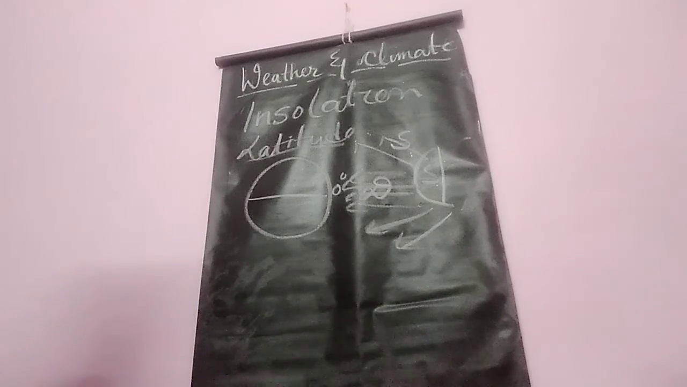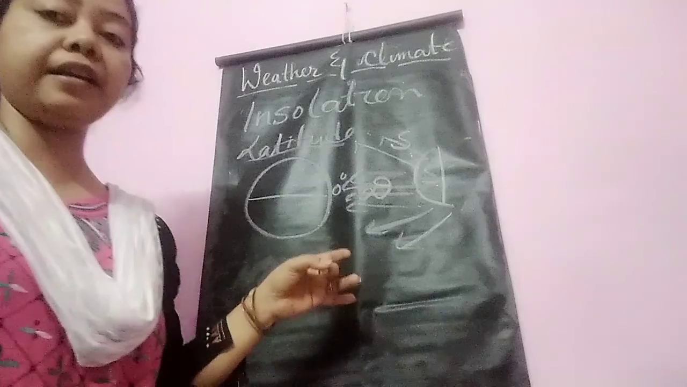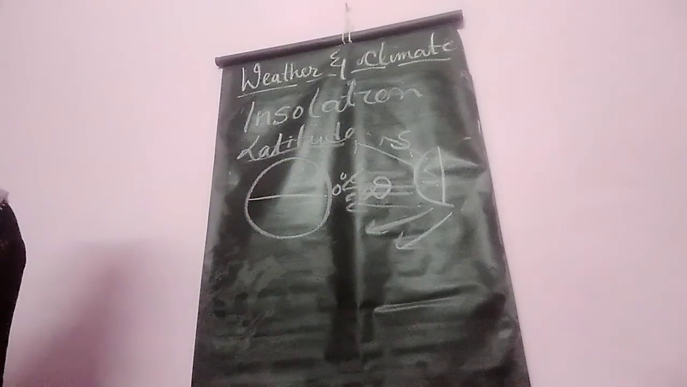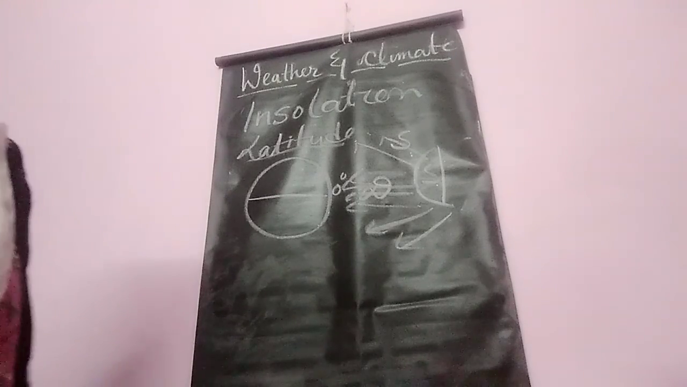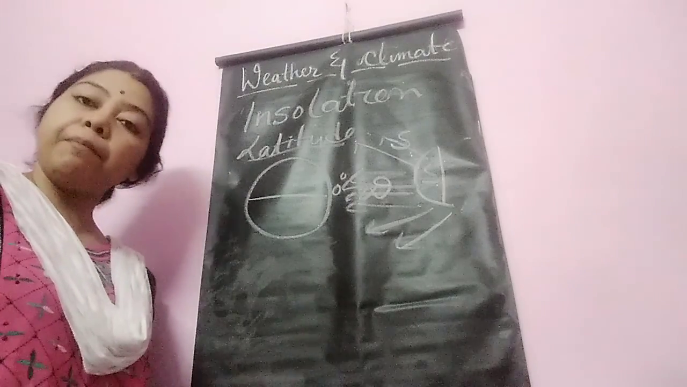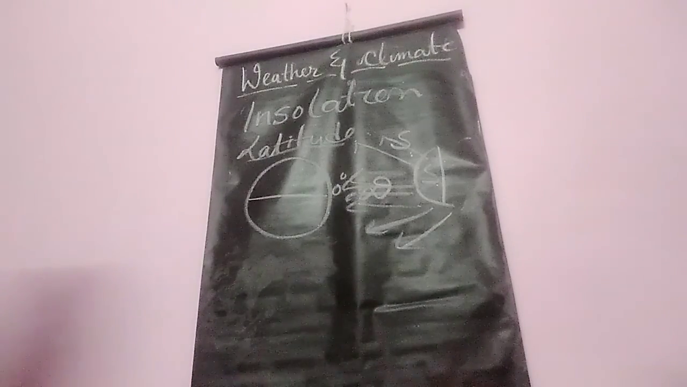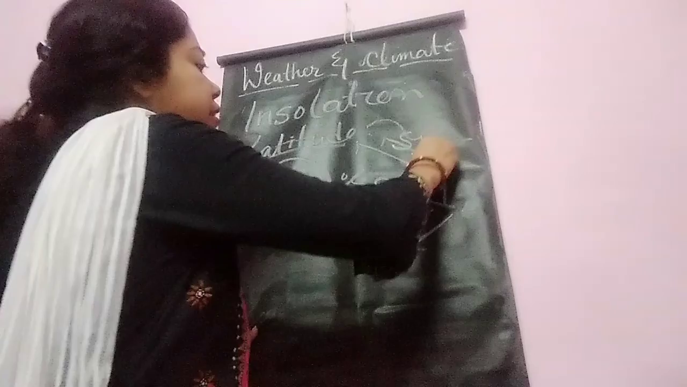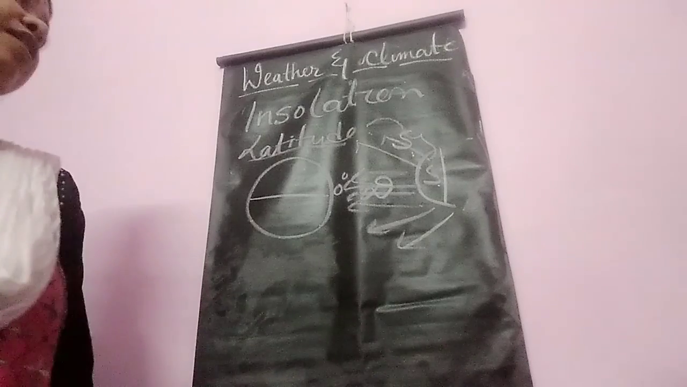Now, why do the direct rays heat up more than the slanting rays? Because direct rays fall directly and travel a short distance, and as they travel a short distance, the rate of absorption by dust particles and other particles is comparatively less, whereas the slanting rays travel a long distance, and the rate of absorption by dust particles and water vapor is more. So, the heating capacity of the slanting rays is comparatively less than that of direct rays.